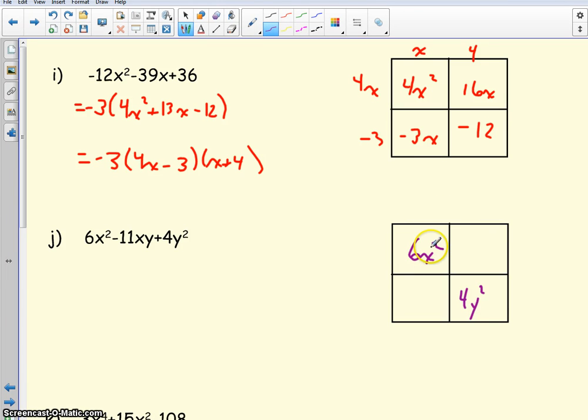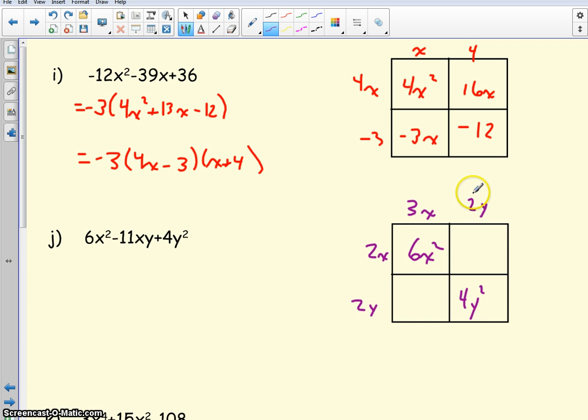The only thing you're going to watch for here is when you're making your array, you can try different combinations here. The one that winds up working is 3x and 2x. When you're looking here for combinations that multiply to 4y squared, you want to make sure that you have a y here and a y here so that when you multiply, you get the y squared. So what you can have as a possibility here would be, for example, 2y and 2y. Multiplied together, those give you 4y squared.